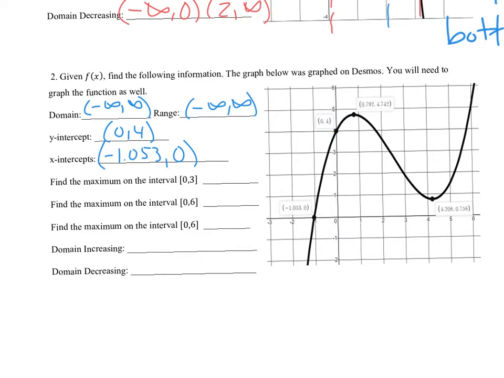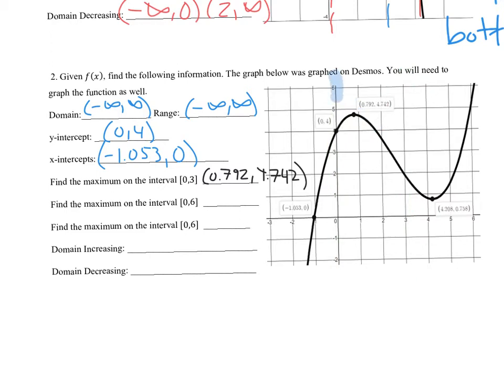Now let's talk about the maximum and the minimum. So the idea is from 0, so here, to 3, to here, what is the maximum? Well, that's a little easy because it's the hill right here. So this little spot tells us that we have a maximum at 0.792, 4.742, okay? Then after that, we're going to find the maximum between 0 and 6.